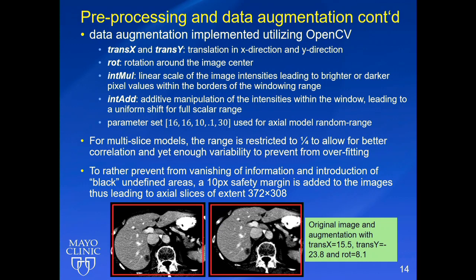There also data augmentation is used, but not in a fully random way. So if you have a small mini batch of slices, it would not be wise to rotate them randomly around, but there the data augmentation range is restricted to a quarter to have a better correlation of these subsequent slices.